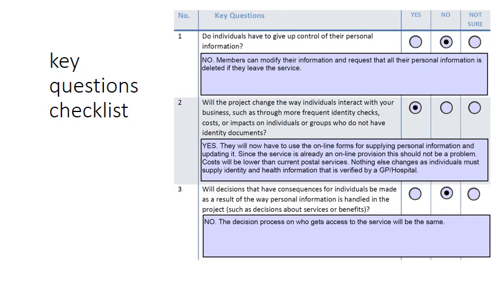Now here's a key question checklist, and there's 10 questions here that make sure that you've covered the really important aspects. This is a form that can be filled in to say yes or no, or if you're not sure, so you get a better understanding of whether the key issues have been addressed properly.